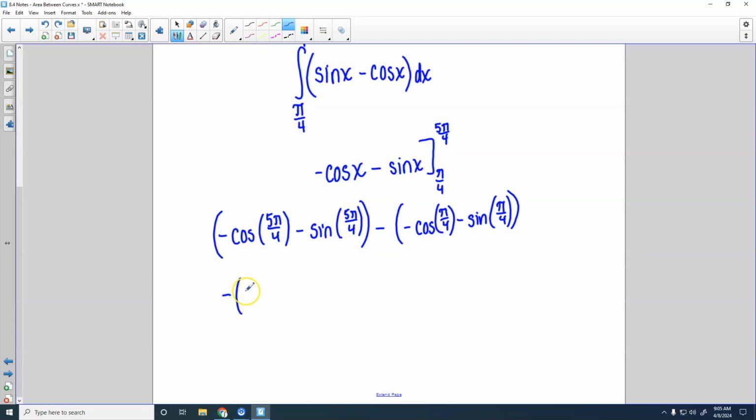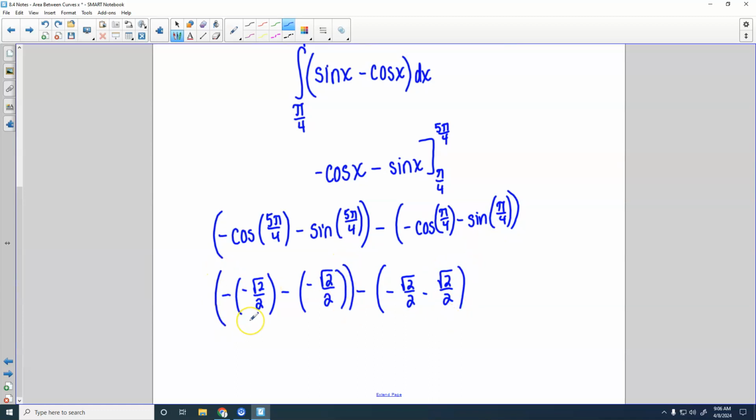So we're going to have negative square root of 2 over 2 minus another negative square root of 2 over 2, because sine and cosine are equal to each other at that point, minus negative, what is cosine of pi over 4? Square root of 2 over 2 minus, this is also going to give us the square root of 2 over 2. So you got to keep all your signs straight here. These double negatives right here are going to become positive.